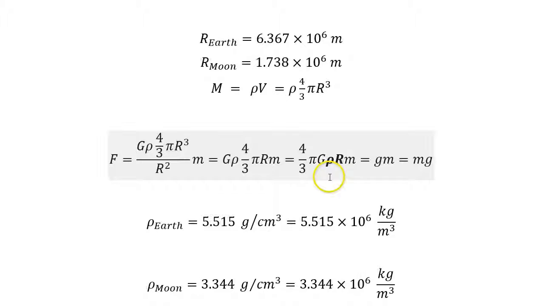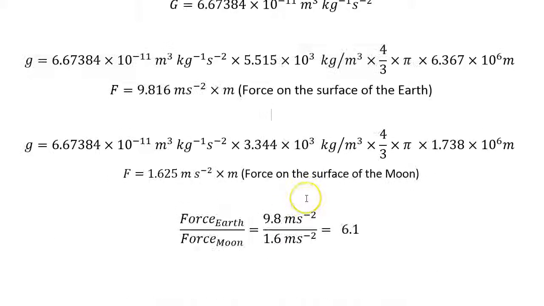So the Earth has a greater gravitational force than the moon because it has a larger radius and because it has a larger density. Okay, thank you for your attention, and I'll see you next time.